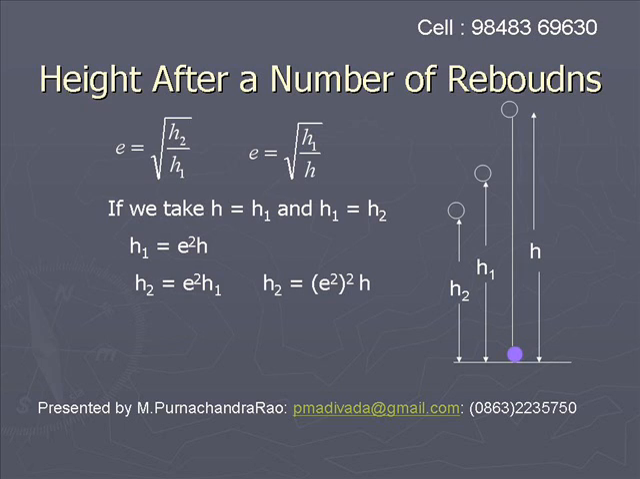Let us try to convert h1 in terms of h. h2 is equal to E square h1, but h1 is E square h, so h2 is equal to E square whole square into h. h3 is equal to E square h2, so h3 is equal to E square whole cube into h. In general, hn is equal to E square whole to the power of n into h, so hn is equal to E to the power of 2n into h. Using this relation, we can find the final height to which the body rises after a number of rebounds.